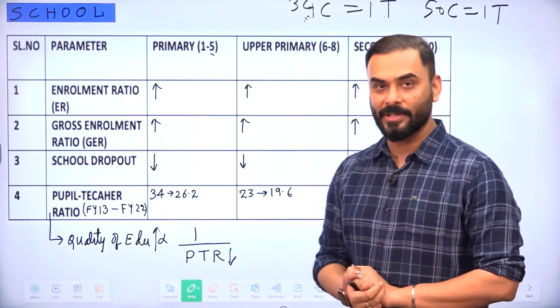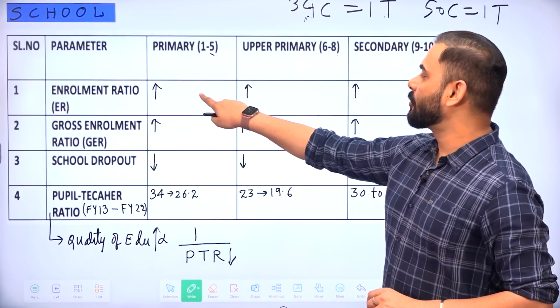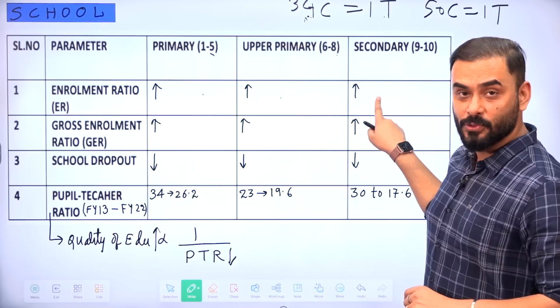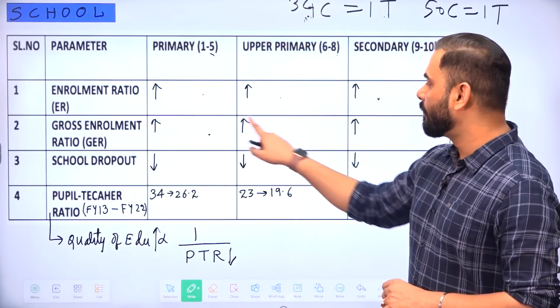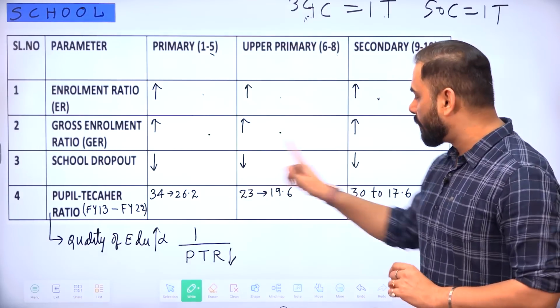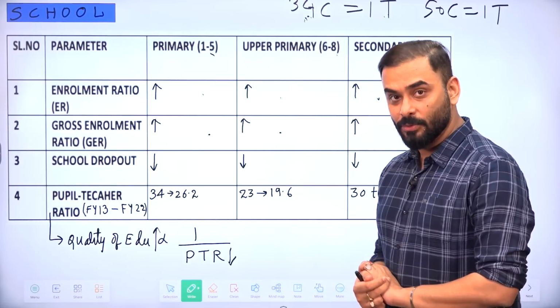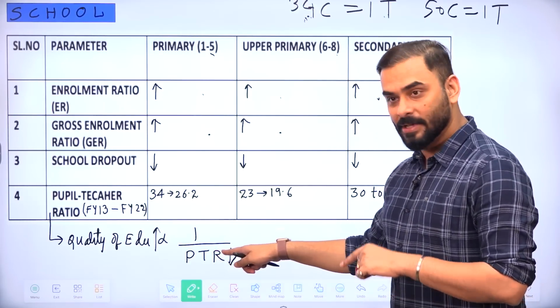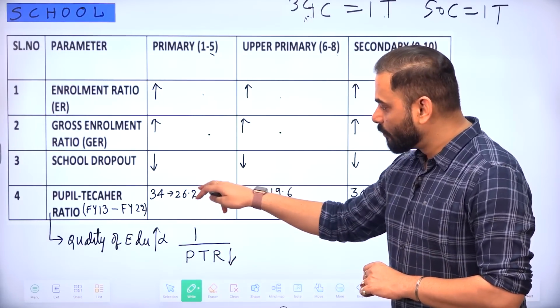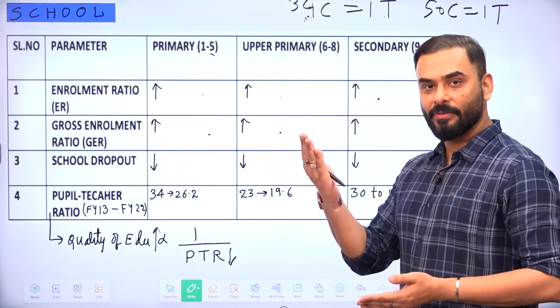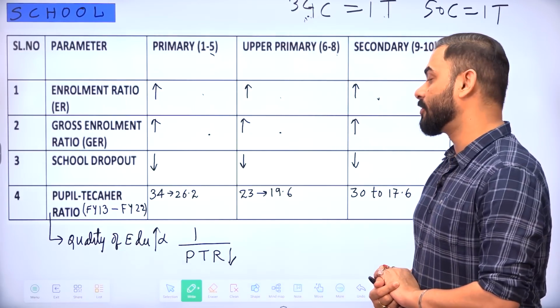Let us look at the performance. So enrollment ratio for all the 3 levels of schooling has increased. Gross enrollment ratio has also increased. School dropout has come down. And pupil to teacher ratio actually is getting down. When pupil to teacher ratio comes down, quality of teaching or quality of education goes up.